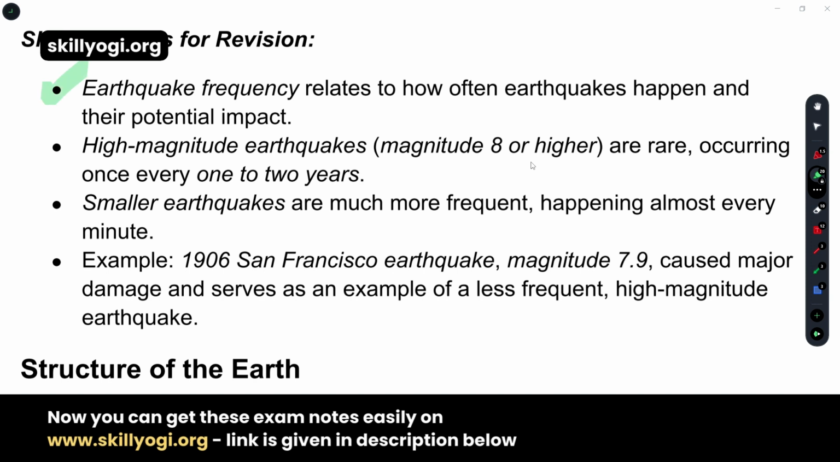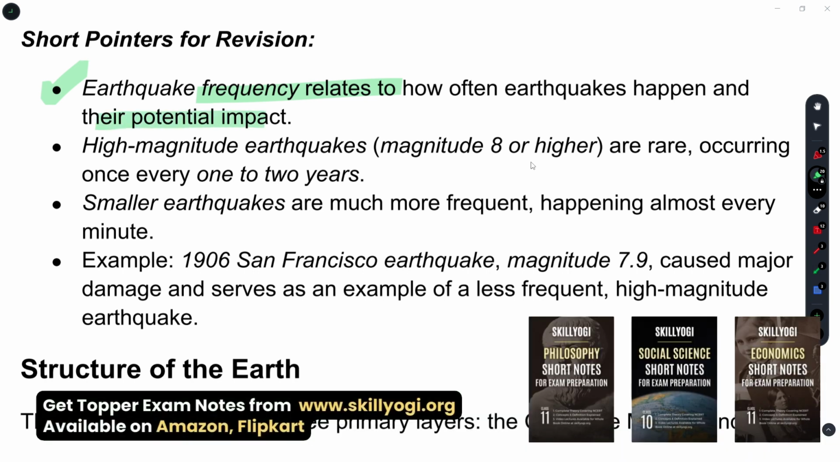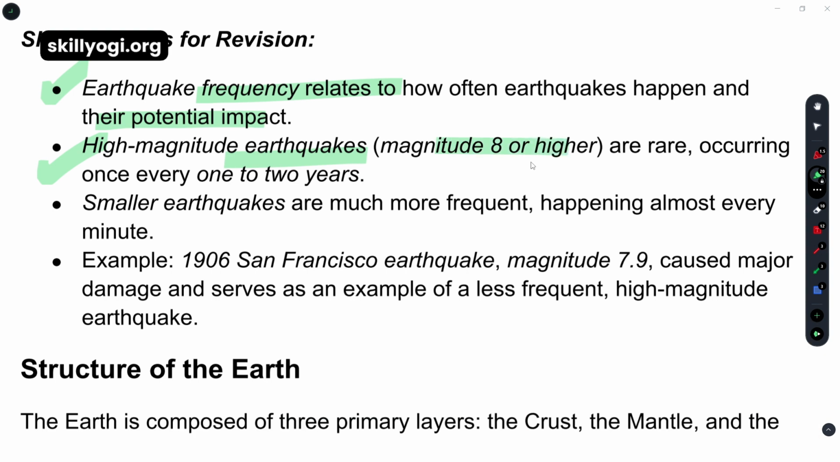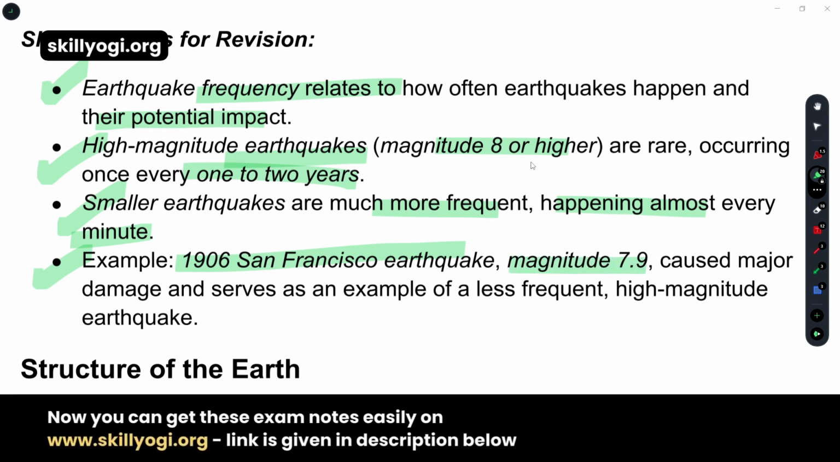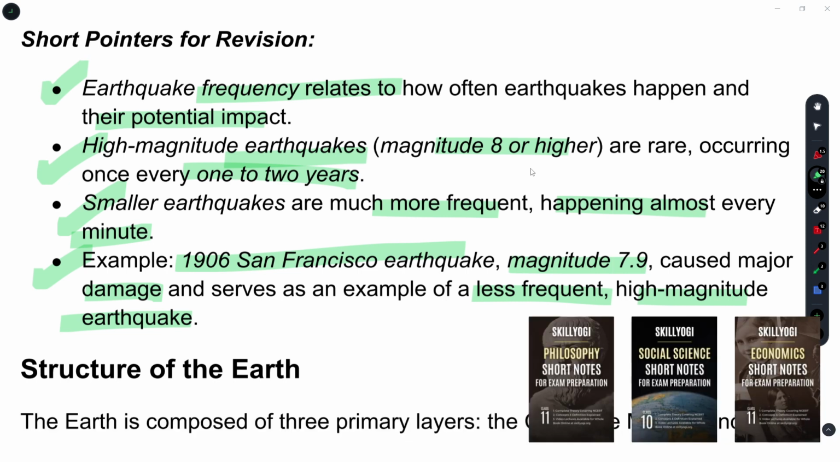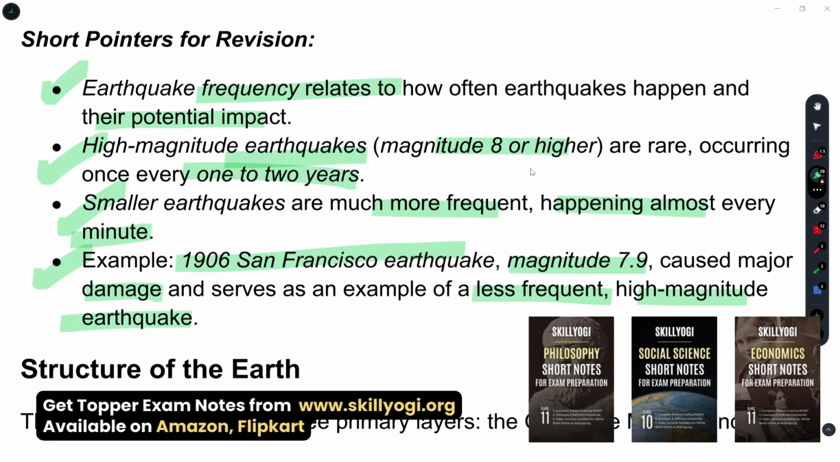What we have learned from the above paragraph: earthquake frequency refers to how often earthquakes happen in an area. High magnitude earthquakes, higher than 8, happen once every 1 to 2 years. Smaller earthquakes are much more frequent, happening every day, every minute, but we are not feeling them. And the San Francisco earthquake example is given, when the magnitude was 7.9, which caused damage and serves as an example of a less frequent, high magnitude earthquake. Its frequency was low, it does not happen often, but the magnitude was high. That means the effects of this earthquake were very destructive.